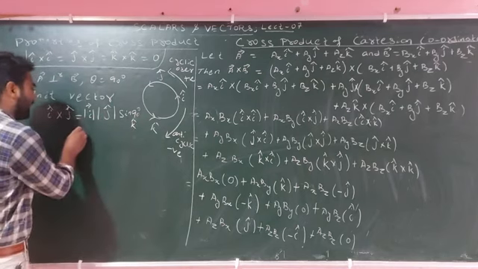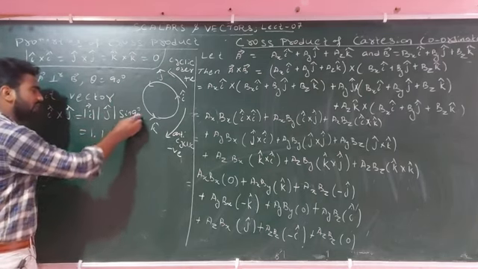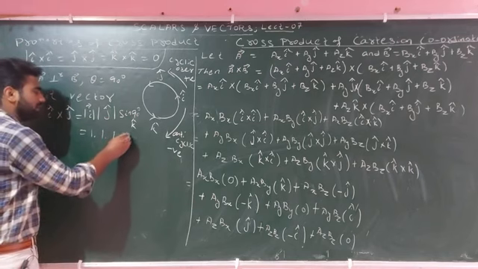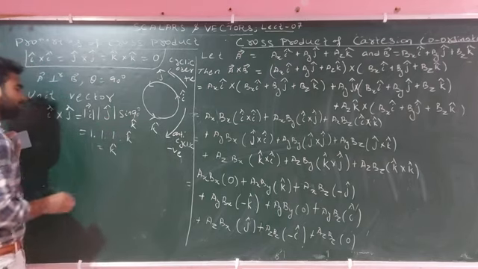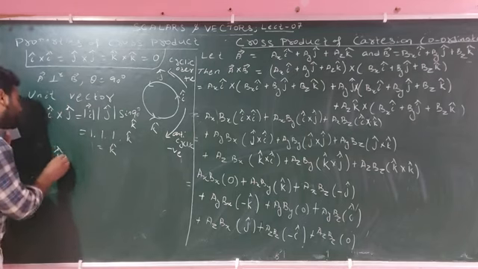So i cap magnitude 1, j magnitude 1, sin 90 is 1, and here k cap. So 1 into 1 into 1 becomes k cap. What if we do j cross i?